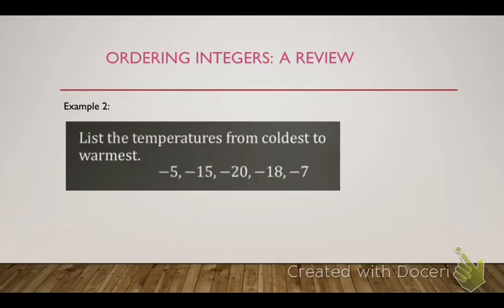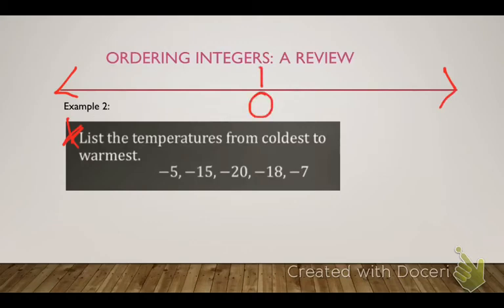Example number 2. List the temperatures from coldest to warmest. Okay, we need another color here, I think. What do you think? Let's get a red one out there. That looks like a great idea. Okay, so here we go. We're going to list the temperatures from the coldest to the warmest. Okay, I'm going to bring back my number line again. I love that red line there. I'm going to put 0 in the middle.